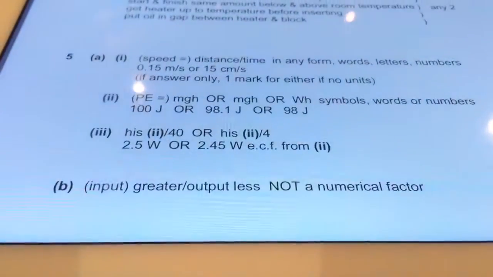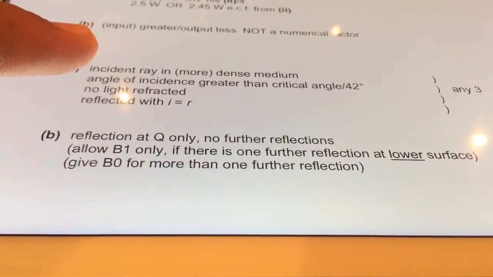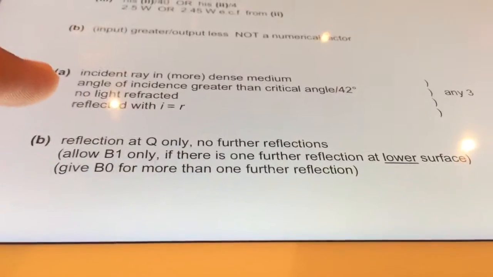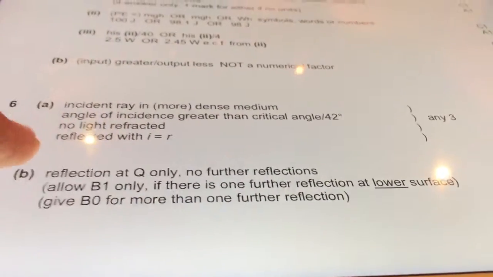Let's check the mark scheme. Incident ray in a more dense medium, so in a denser medium, angle of incidence is greater than the critical angle, as I said, and there is no light refracted. Perfect. Same reasons I did put.